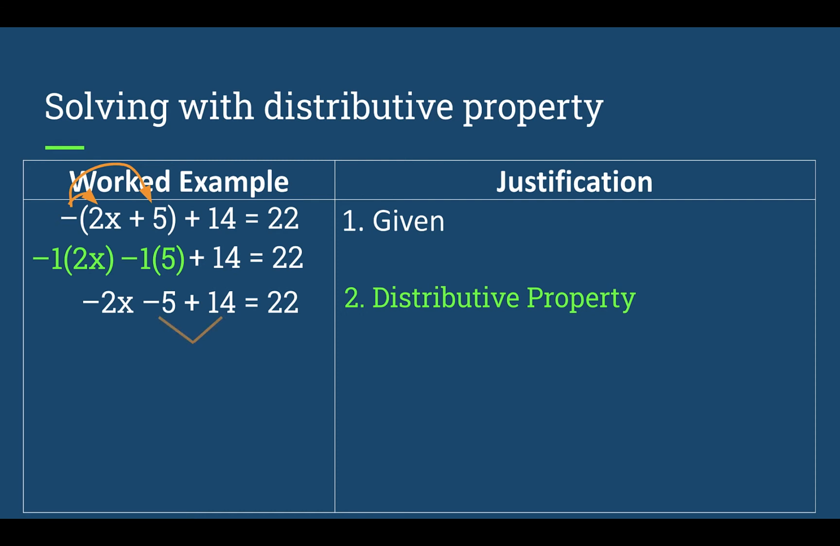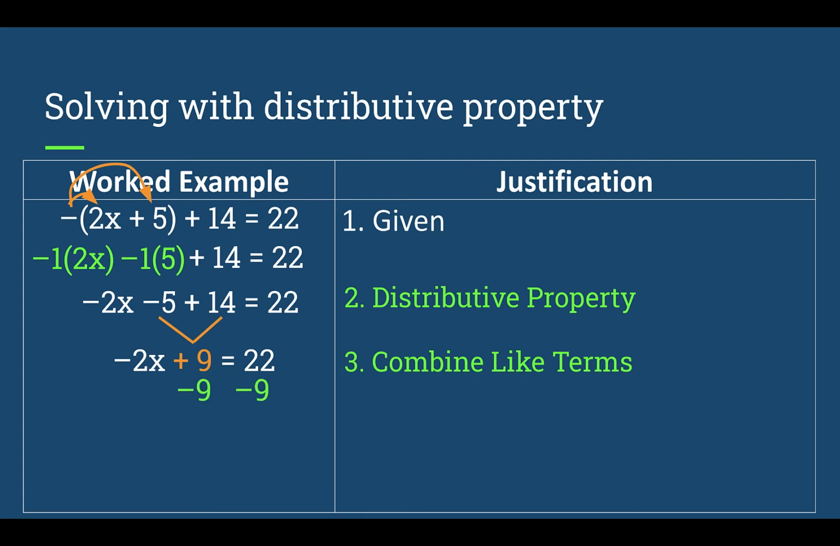Continuing on, I'm going to combine like terms. -5 plus 14 is +9. So I'm going to write that I combined like terms. Now, to get rid of that +9, I'm going to remove or subtract 9 from both sides. So I'm left with -2x equals 13.